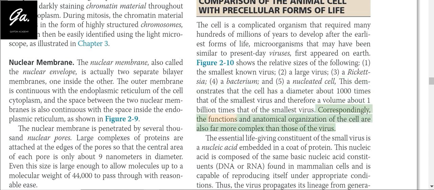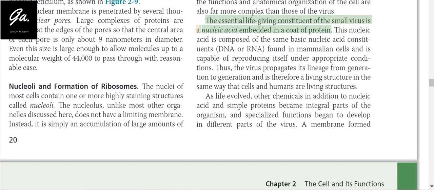Correspondingly, the functions and anatomical organization of the cell are also far more complex than those of the virus. The essential life-giving constituent of the small virus is a nucleic acid embedded in a coat of protein. This nucleic acid is composed of the same basic nucleic acid constituents found in mammalian cells and is capable of reproducing itself under appropriate conditions. Thus, the virus propagates its lineage from generation to generation and is therefore a living structure in the same way that cells in humans are living structures.